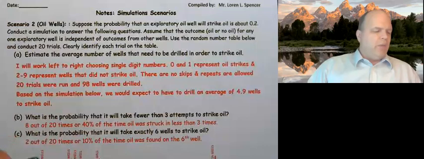Use the random number table below and conduct 20 trials. Clearly identify each trial on the table. Estimate the average number of wells that need to be drilled in order to strike oil.